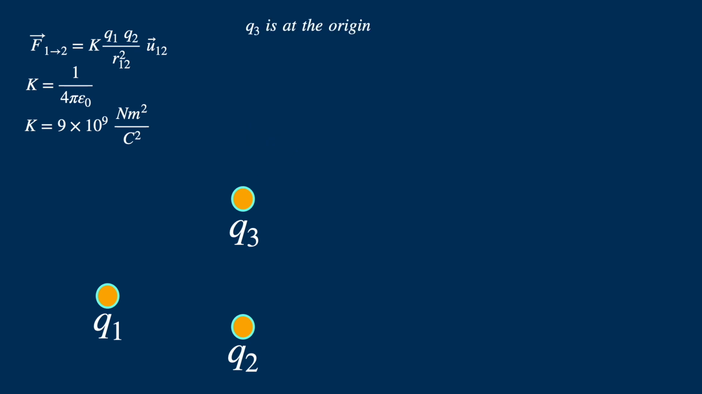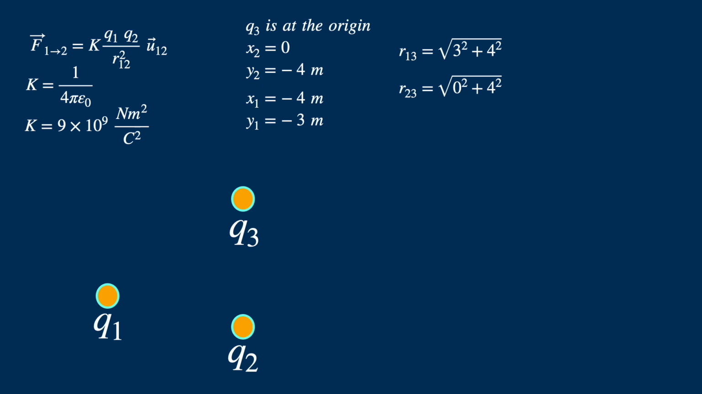So Q3, we're going to consider that it's at the origin, and the position of particle 2 is x equals 0, y equals minus 4 meters, and the position of particle 1 is minus 4 meters and minus 3 meters respectively. The distance 1 to 3 is the square root of 3 squared plus 4 squared, and similarly for the distance between 2 and 3. Now the force, Coulomb's law, is written this way, and now we have to substitute first for 1, 3. That means the force that 1 is exerting on 3.